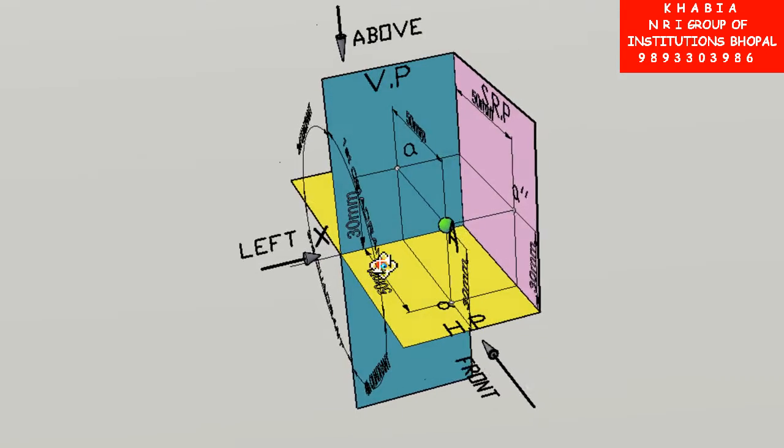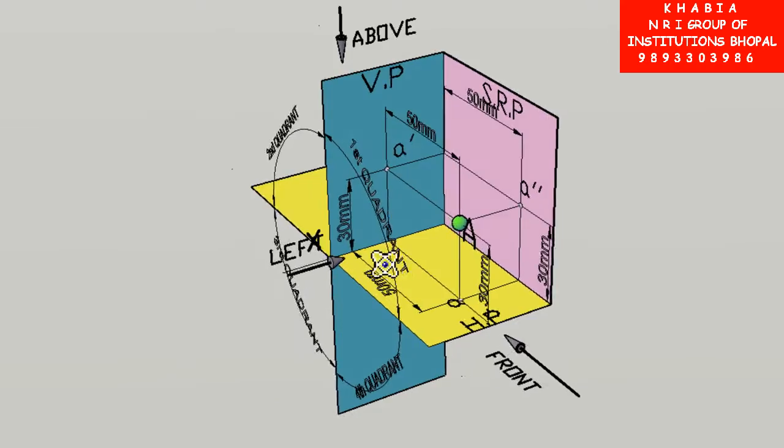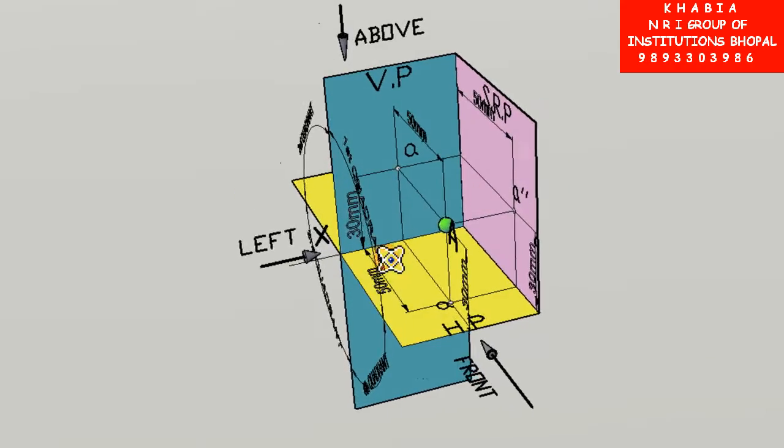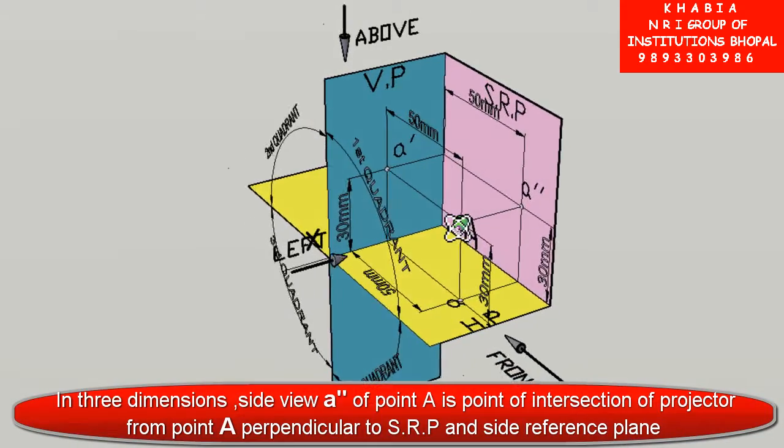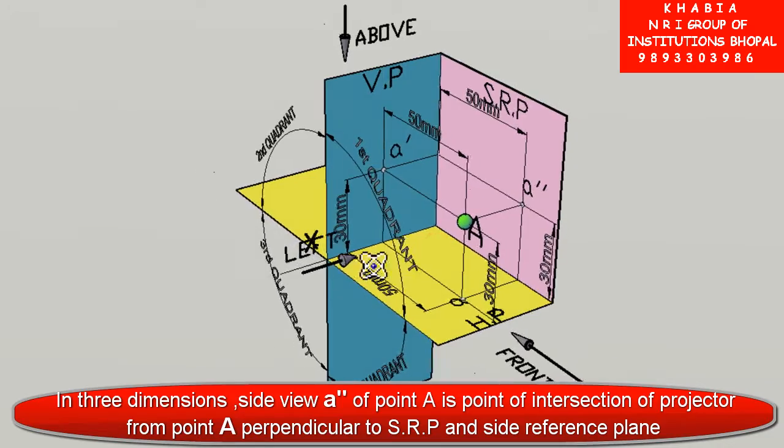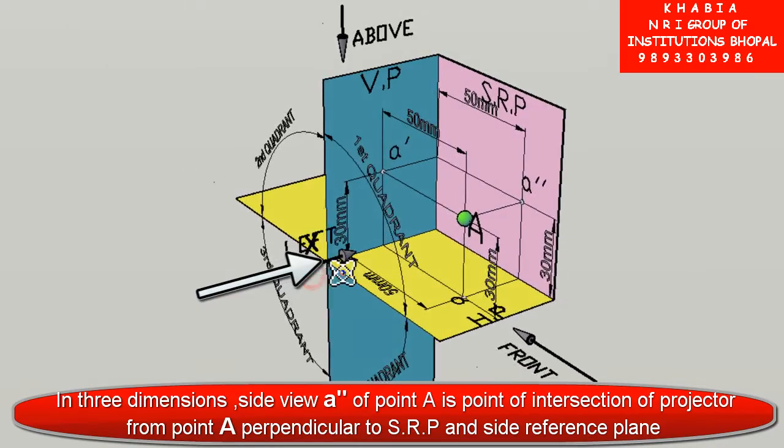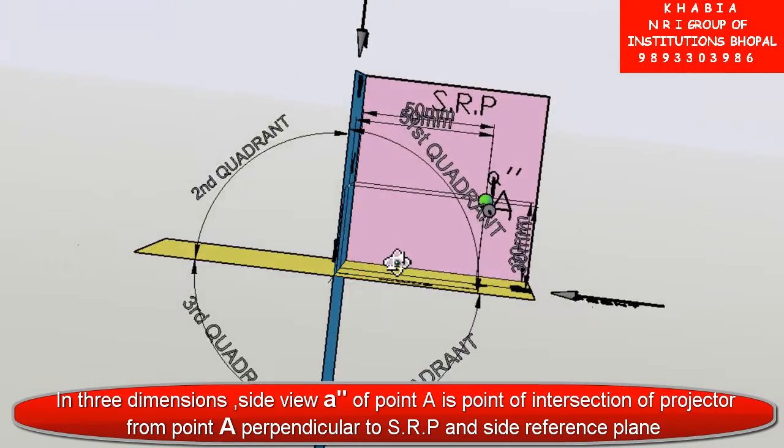Now let us start thinking about the left side view. To obtain the left side view of the point A, you simply look at the point from left side like this.